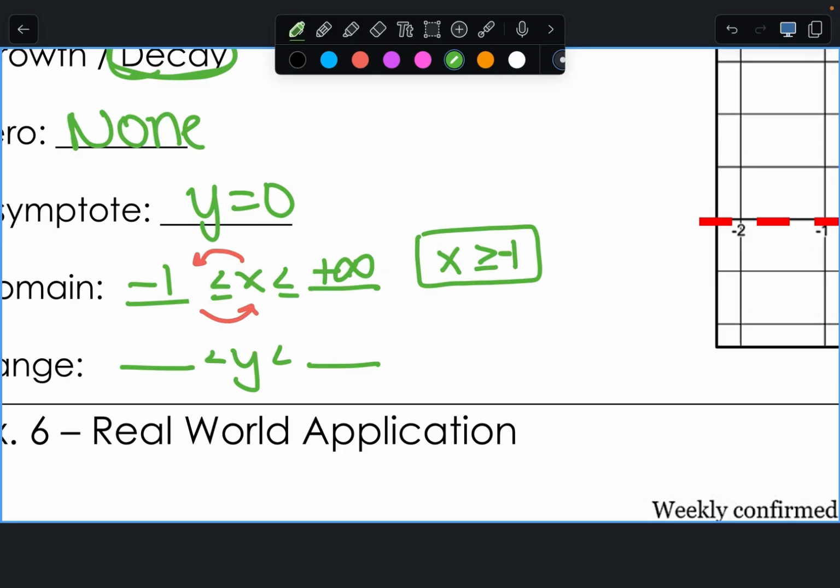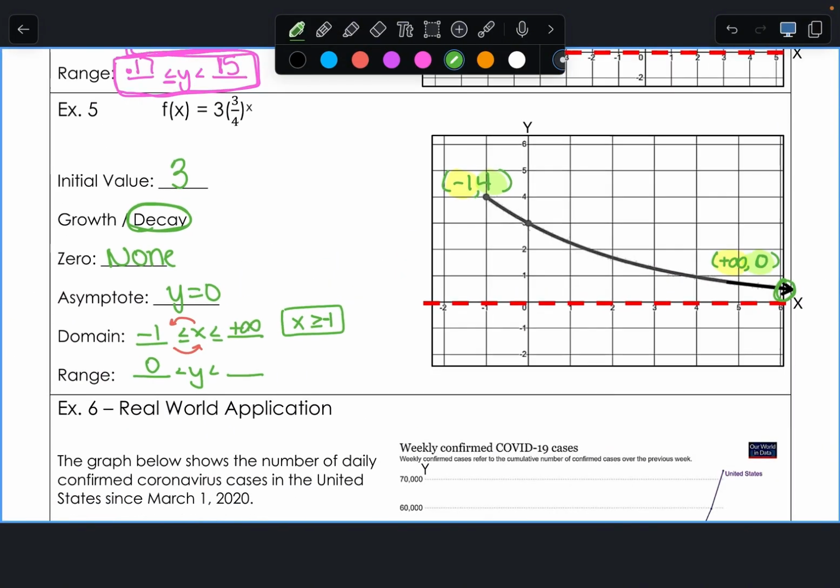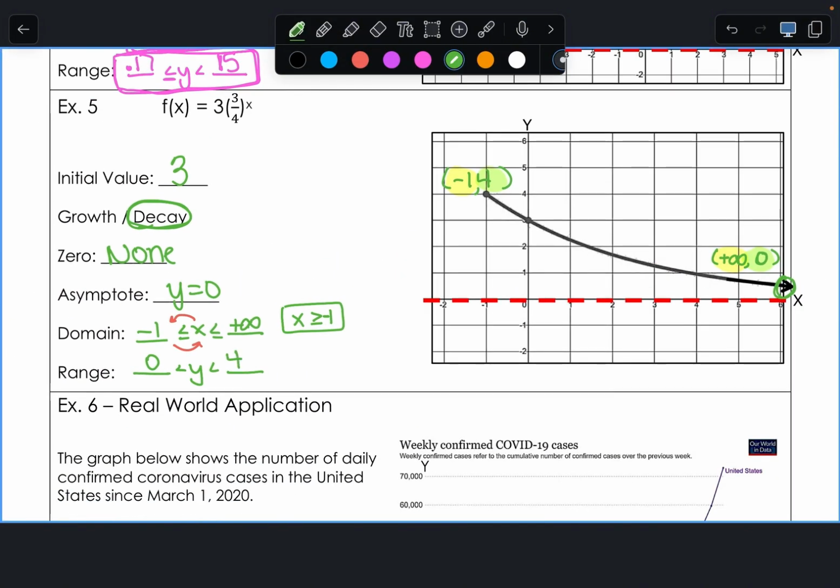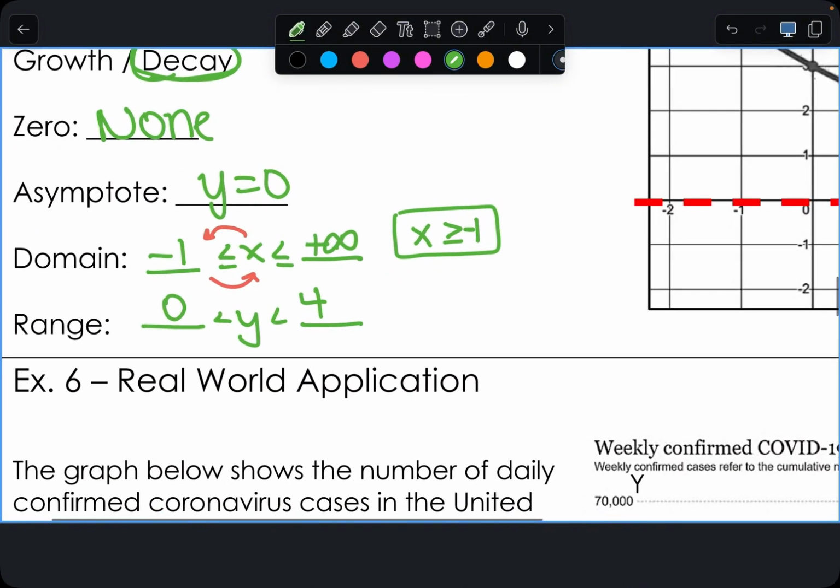What's your smallest y value? 0. And the highest? 4. Which one do you underline? Just the 4. Oh yeah, hold on. You don't underline the 0. It gets close to 0, but it doesn't reach 0. Okay?